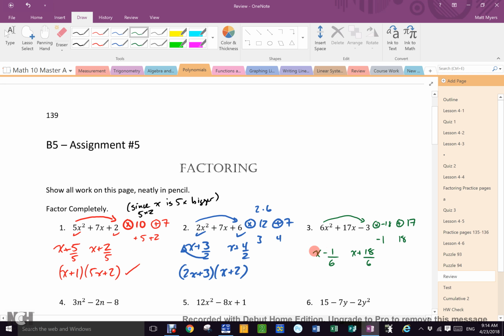And then I simplify. That one doesn't simplify. 6x minus 1. That one becomes 3x plus 3. And then I check. Is 6 times x 6x squared? Yeah, sure, you betcha. Is negative 1 times positive 3 negative 3? Yeah, sure, you betcha. So it's right, and I'm done. And that should be what you were able to do. Okay? Okay, carry on.